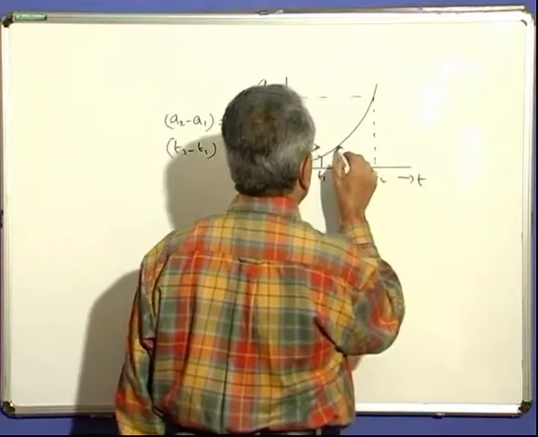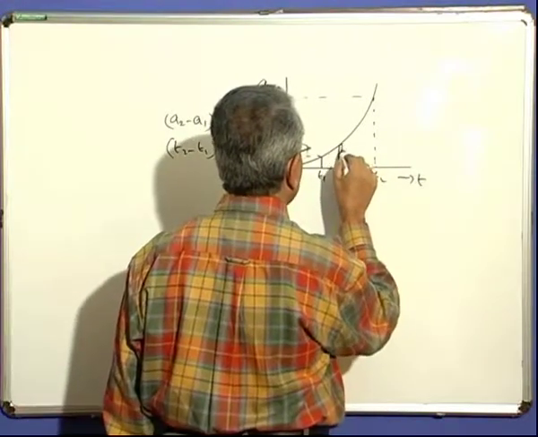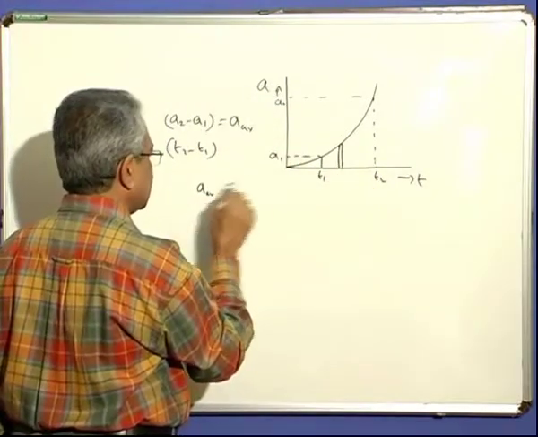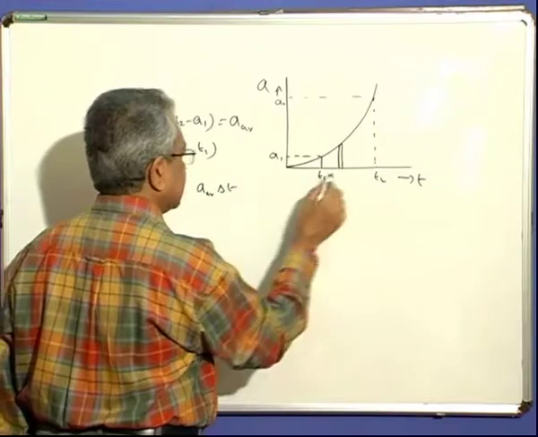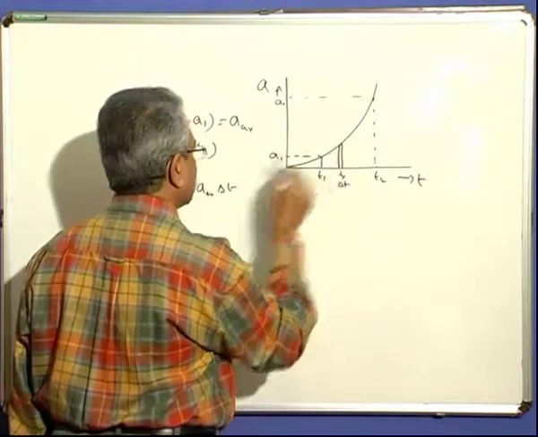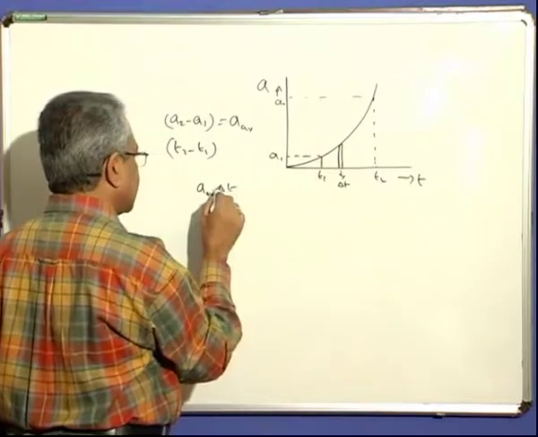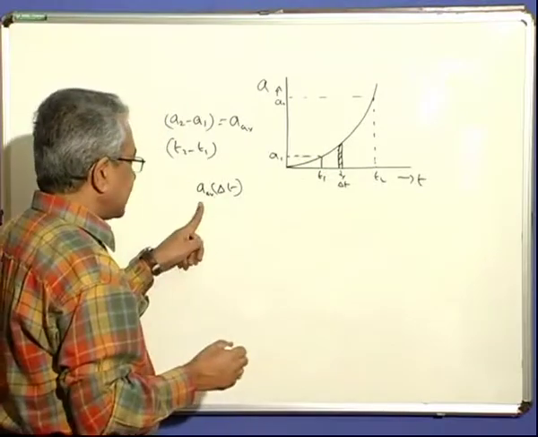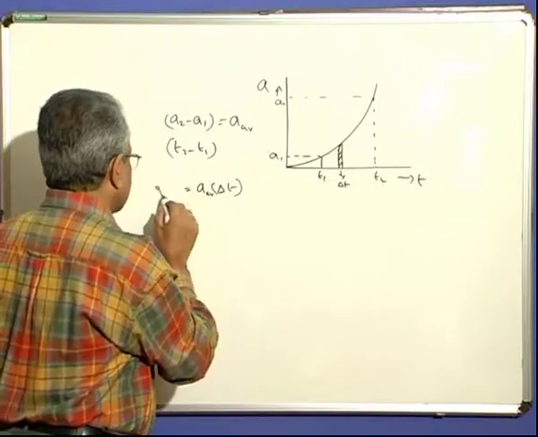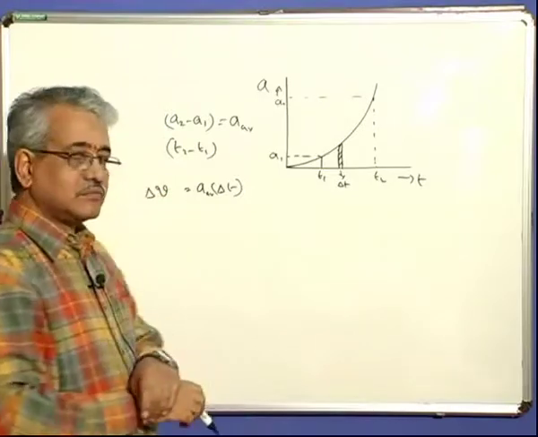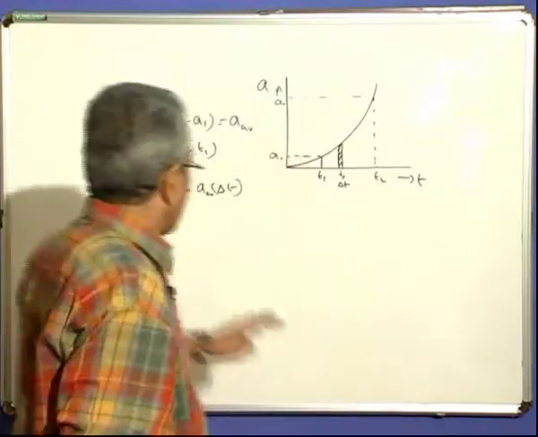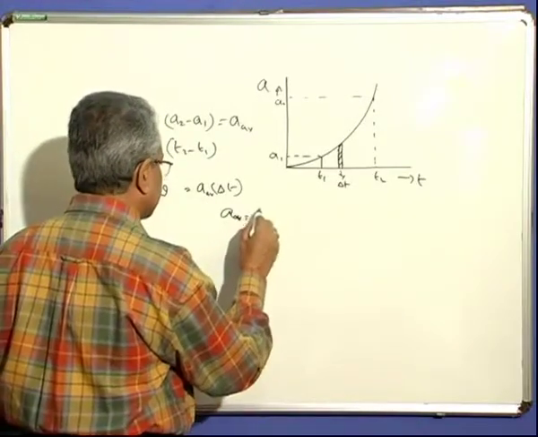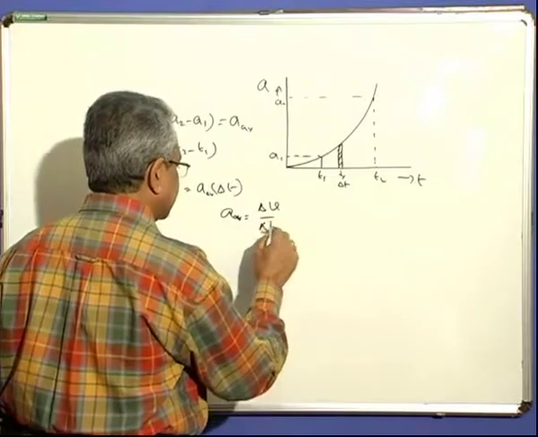Suppose you draw a small strip here, which is rectangular. What you get is average acceleration into time, delta t, in that time. So average acceleration in that interval and delta t gives you the area here. But by definition, we know average acceleration into time is nothing but change in velocity. I am just repeating it here: you can write average acceleration as delta V by delta T.